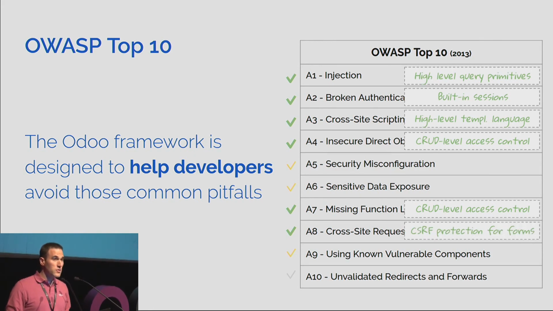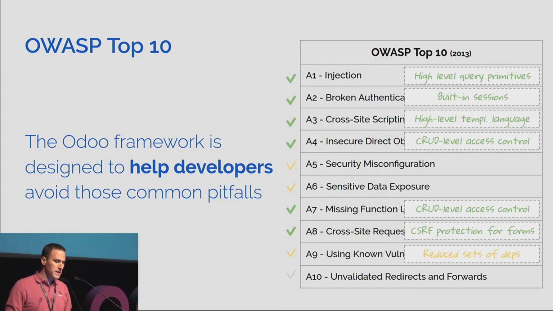A9 is using non-vulnerable components. It's actually when you install things on your servers and maybe you're not keeping things up to date in terms of security patches. Of course, Odoo cannot protect against that fully, but by having a relatively short set of dependencies and being a full-featured system where you don't have to install a ton of different things to integrate it with, you might be less sensitive to this kind of problem.